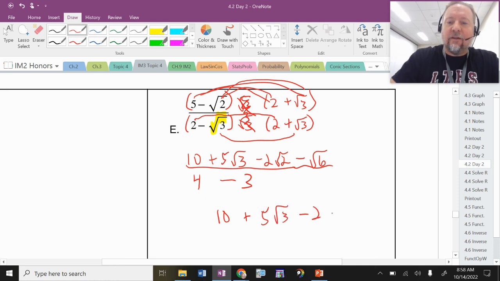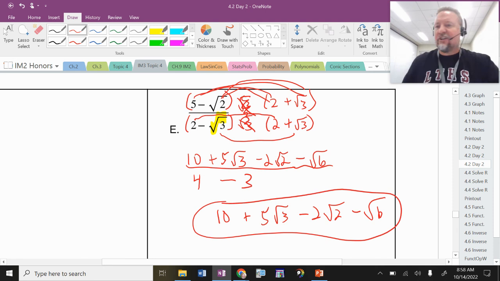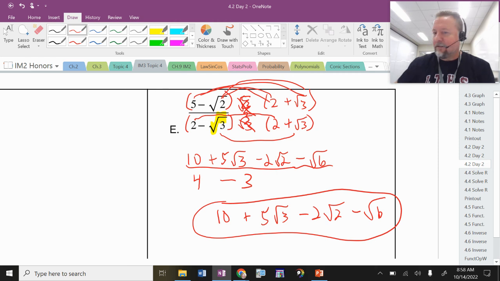Well, this is really strange. That's the final answer. This is equivalent to that fraction up at the top. Wow. I don't think I did that one last year, because I don't recall that happening. That's wild, weird, wacky stuff.